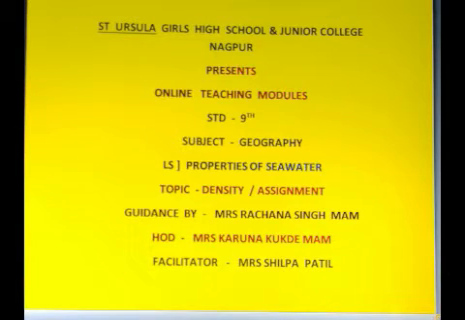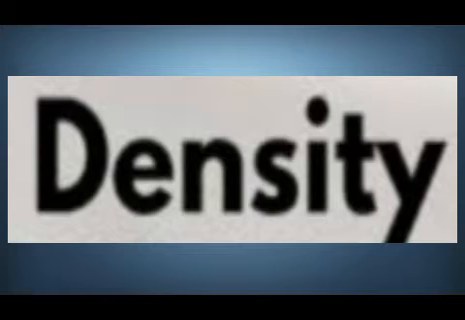Good morning, students. Let's start today's session with Lesson 6, Properties of Seawater. Children, we have already studied two properties, that is temperature and salinity. And today we are going to study the third property of seawater, that is density. The density of seawater plays a vital role in causing ocean currents and circulating heat.